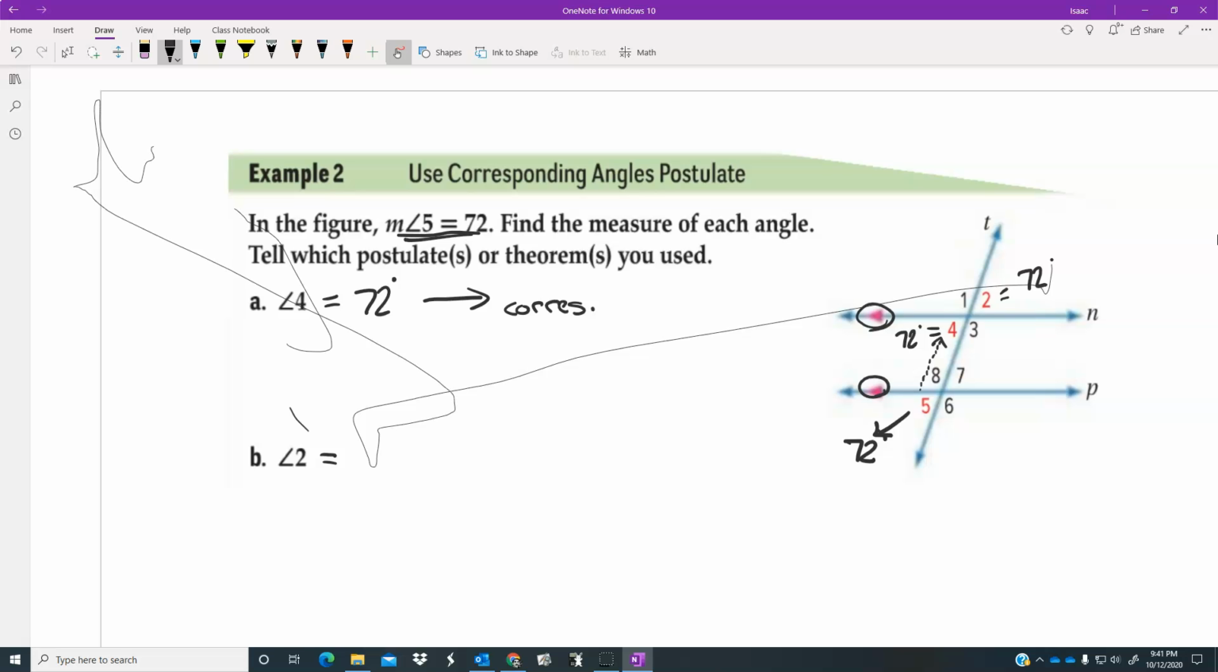Whoa, it's drawing on me. Stop. Stop. Oh, man, look at all that mess that I just made. Okay, it would be 72 as well.